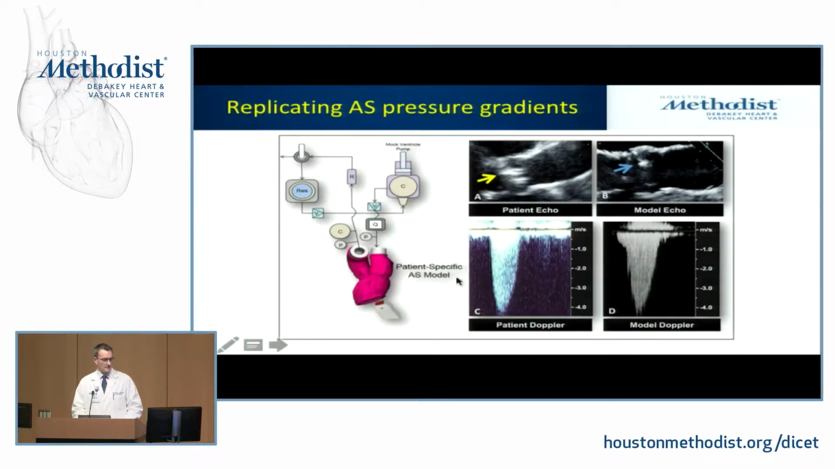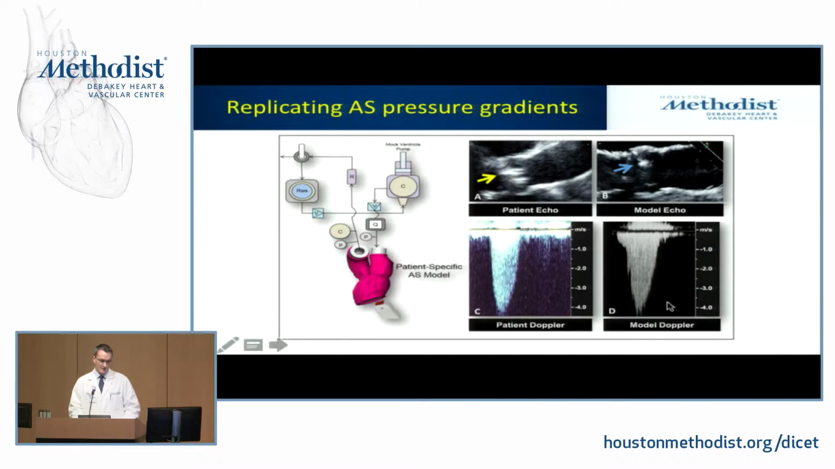This is an example of a 3D print put in a flow loop. And on the left, we have the actual patient's echo. So this is a 2D echo looking at the calcified aortic valve. This is the spectral Doppler, the CW, through that severe stenosis. And this is the echo of the model. You can see the calcium's in the same place, and the ascending aorta looks very similar.